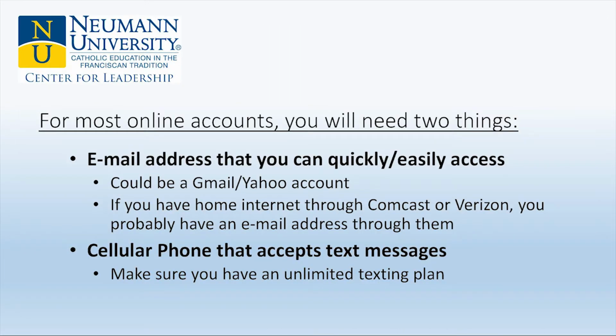And in order to do that, you're going to need two things. First, an email address that you can quickly and easily access. This could be a Gmail or a Yahoo account, or you may already have one through your home internet provider. You're also going to need a cellular phone that accepts text messages. It doesn't need to be a smartphone, but it would be a good idea to upgrade to an unlimited texting plan if you haven't done so already. We will discuss why in a little bit.